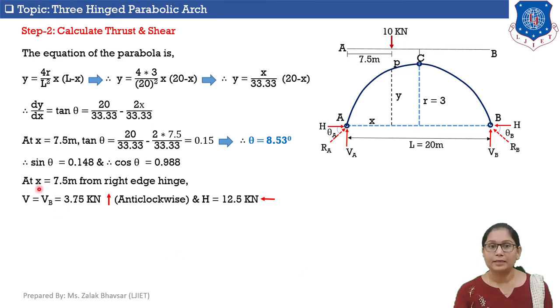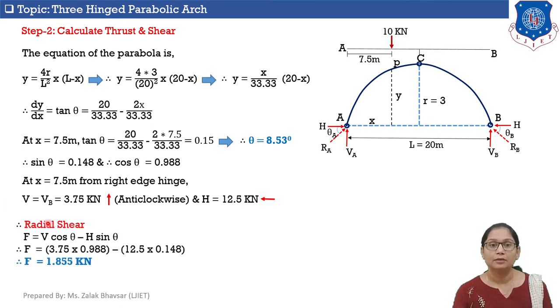Now, at x is equal to 7.5 meter, from right edge hinge. Okay, so here right edge hinge is at point B. And at point B, vertical reaction is VB. So, we can say that V is equal to VB is equal to 3.75 kN, which we already calculated. And H is equal to 12.5. Now, we have value of V and H. So, we can calculate radial shear.